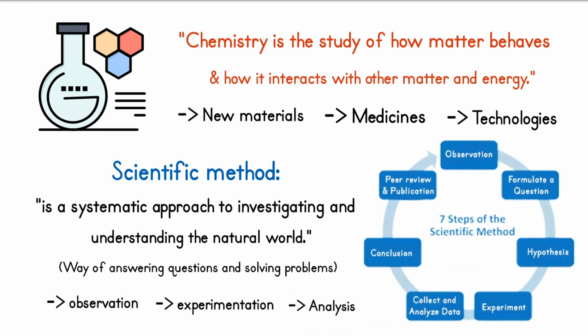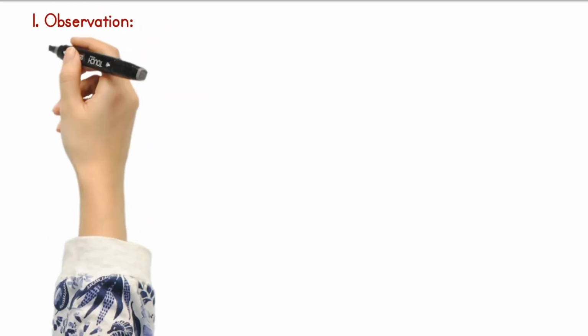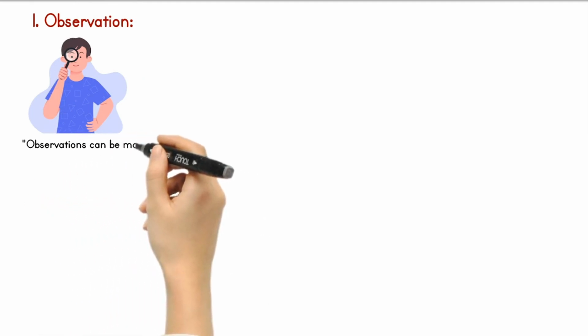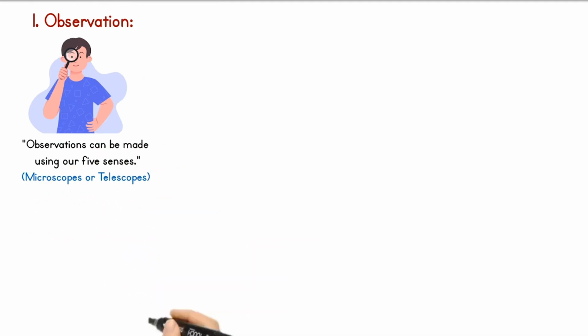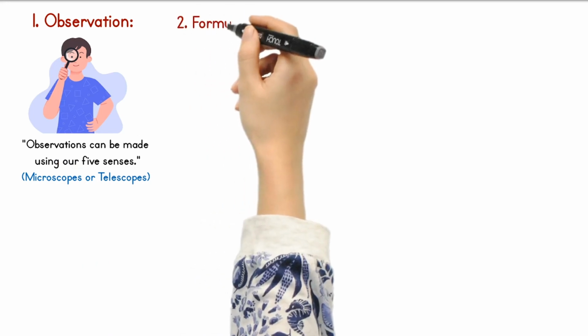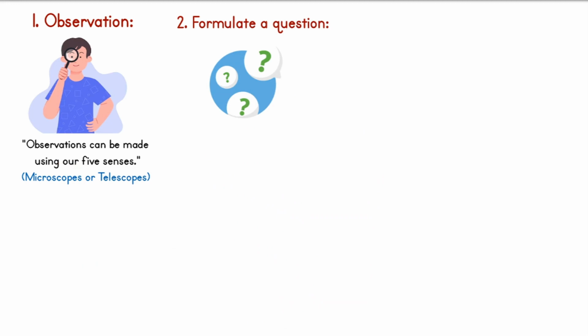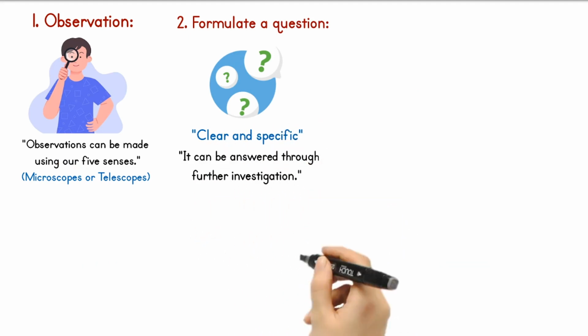The steps of the scientific method are as follows. 1. Observation. The first step of the scientific method is to make observations about the natural world. Observations can be made using our 5 senses or by using tools such as microscopes or telescopes. 2. Formulate a question. Once observations have been made, a researcher will formulate a question about what they have observed. This question should be clear and specific so that it can be answered through further investigation.